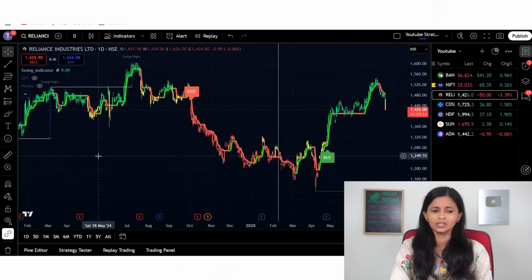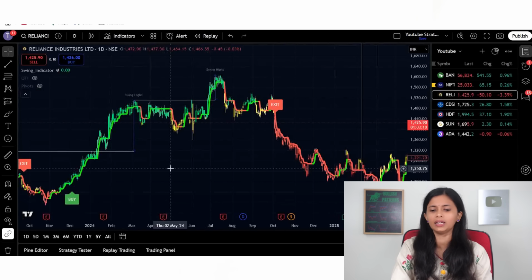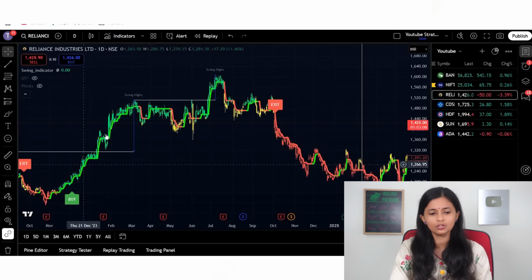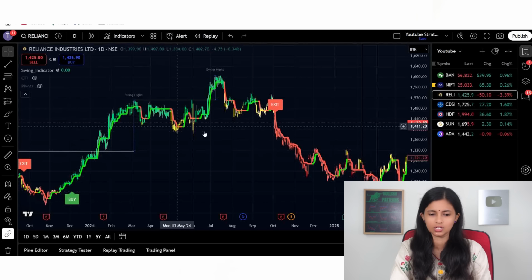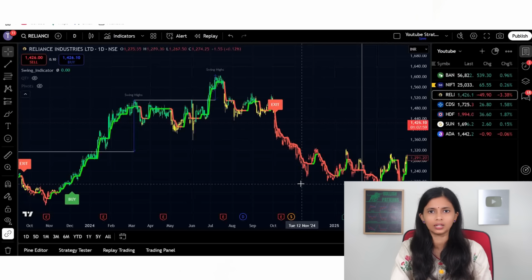So this will clearly tell you where you have to buy and how you have to sell, because whenever you see an uptrend, you will see a bunch of green candles. This will help you to take the entries, and whenever you see a bunch of red candles, that means the stock is in the downtrend and we are not going to take any entry in the stock.